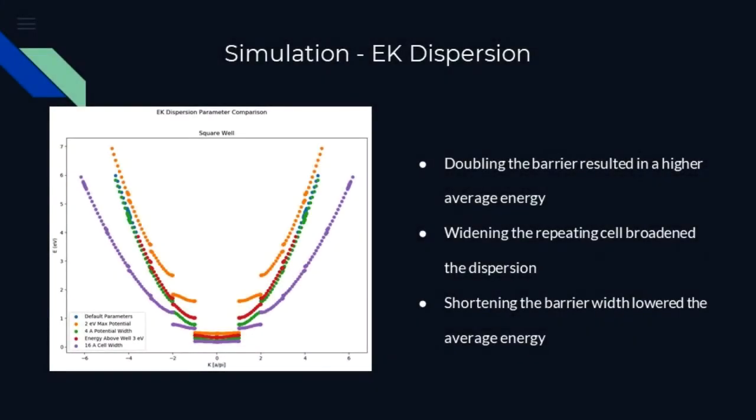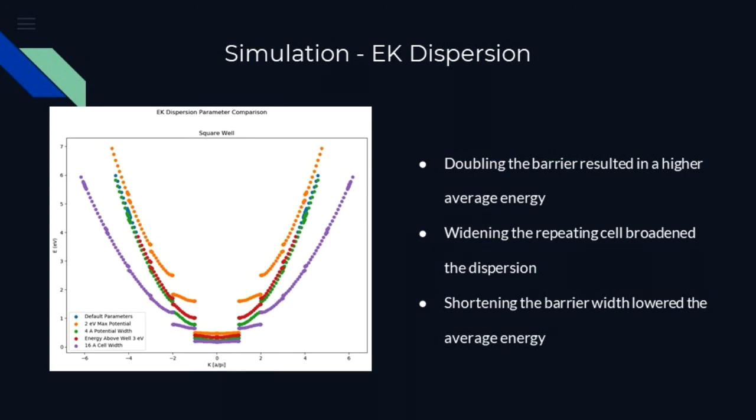For the simulation parameters, widening the repeating cell impacted the resultant EK dispersion the most. It caused the dispersion to broaden while also lowering the average energy. Both changing the height of the barrier and shortening the barrier's width resulted only in a change in the energy of the dispersion, with increasing the height of the barrier resulting in a higher energy and shortening the width of the barrier resulting in a slightly lower energy.